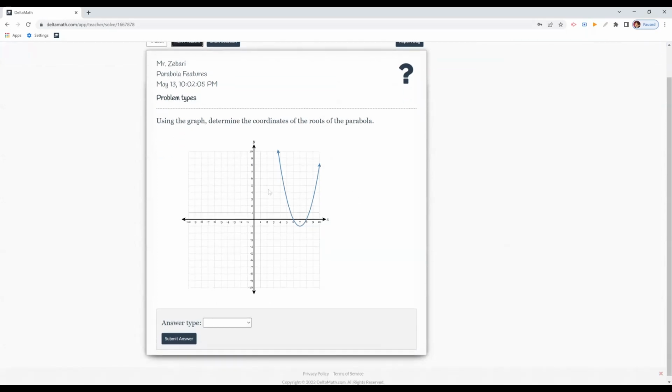All right, try to solve this one on your own. I'll give you a couple of seconds. So pause the video and see if you can solve it.